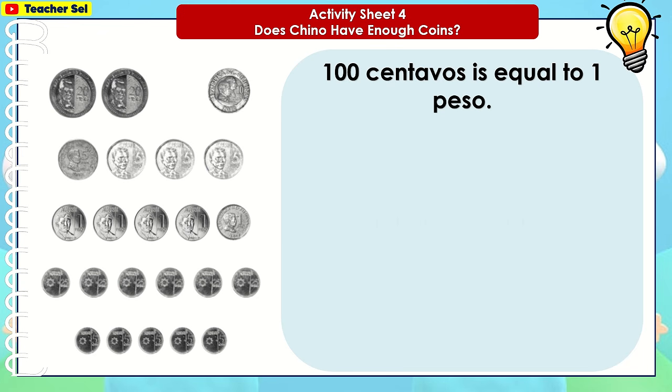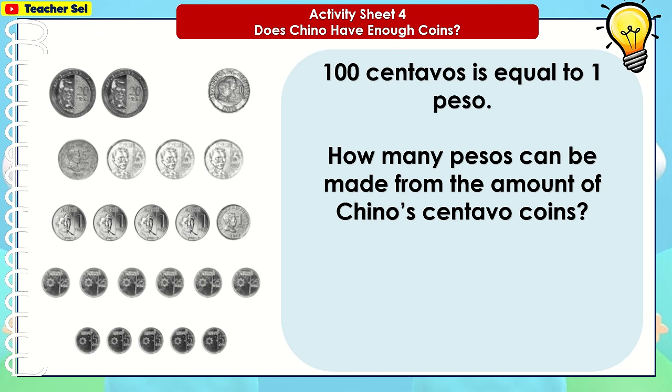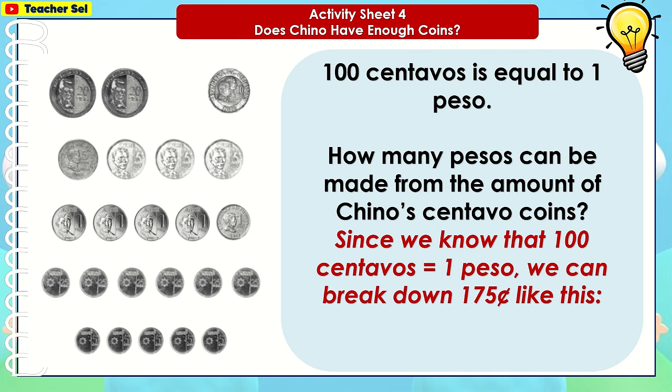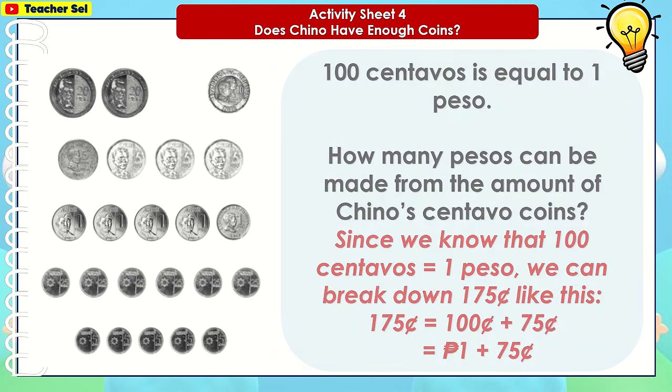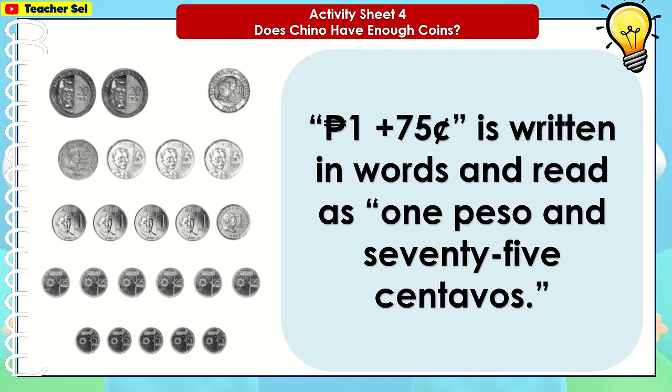100 centavos is equal to 1 peso. How many pesos can be made from the amount of Chino's centavo coins? Since we know that 100 centavos is equal to 1 peso, we can break down 175 centavos like this. 175 centavos is equal to 100 centavos plus 75 centavos, which is equal to 1 peso plus 75 centavos. 1 peso plus 75 centavos is written in words and read as 1 peso and 75 centavos.